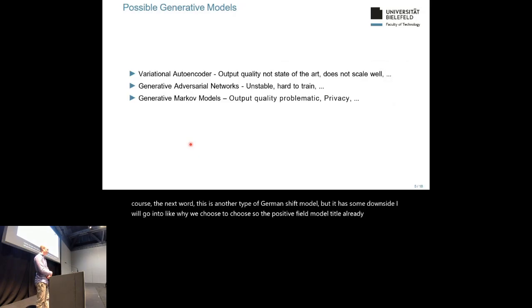First I want to go over the ones which are a bit older, but not necessarily bad. First, the variational autoencoder. The output quality of this is typically not state of the art, and as our task was to produce very, very high quality synthetic genomes, this is not the one we chose. Also, it does not scale well when you have the compute for a really, really big model. Variational autoencoders are known to be kind of unstable once you scale them to be too big.